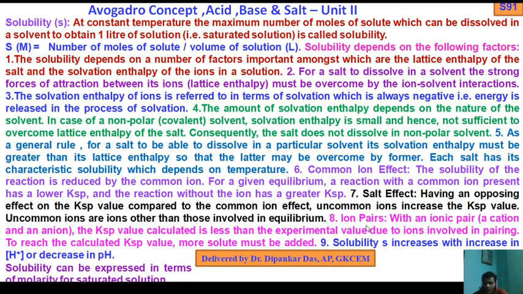Number 8. Ion pairs: an ion pair consists of a cation and an anion. The Ksp value calculated is less than the experimental value due to ions involved in the pairing. To reach the calculated Ksp value, more solute must be added.